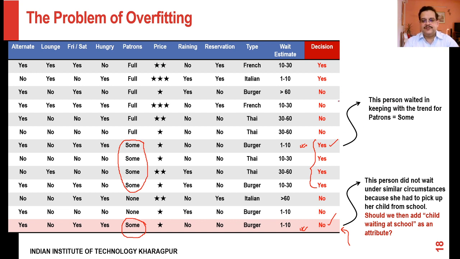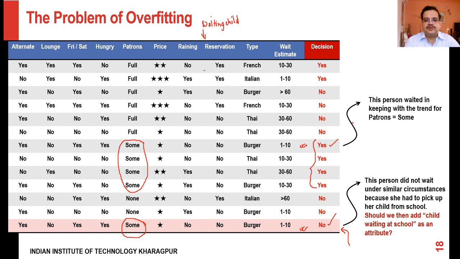Now picking up a child from school is a one-off incident. That day that person had that responsibility, but in general, whether you wait for a table in a restaurant or not is not usually determined by whether you have to pick up a child from school. So the question is, do we bring in that attribute as another attribute in this table? That is, do we create another column here saying waiting child at school? Should we put that?